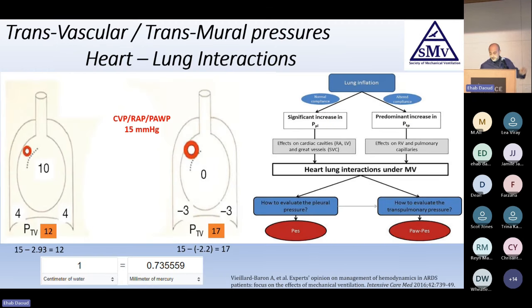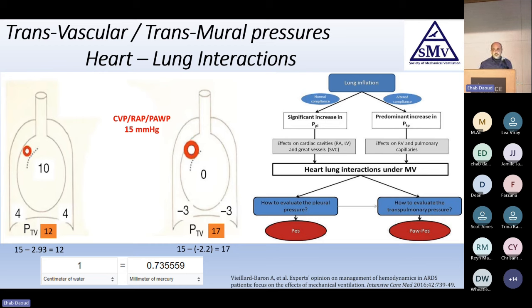Something called transvascular pressure. We always talk about the transpulmonary pressure. Could that help me in hemodynamics? Yes, the same idea of what's inside the alveoli and what's outside the alveoli applies to the heart: what's inside the heart and what's outside of the heart, what's inside the vessels. For example, here we're measuring CVP or pulmonary artery wedge pressure, and it's 15, right? We always try to measure it at the end of exhalation because that's the lowest pressure inside the chest.